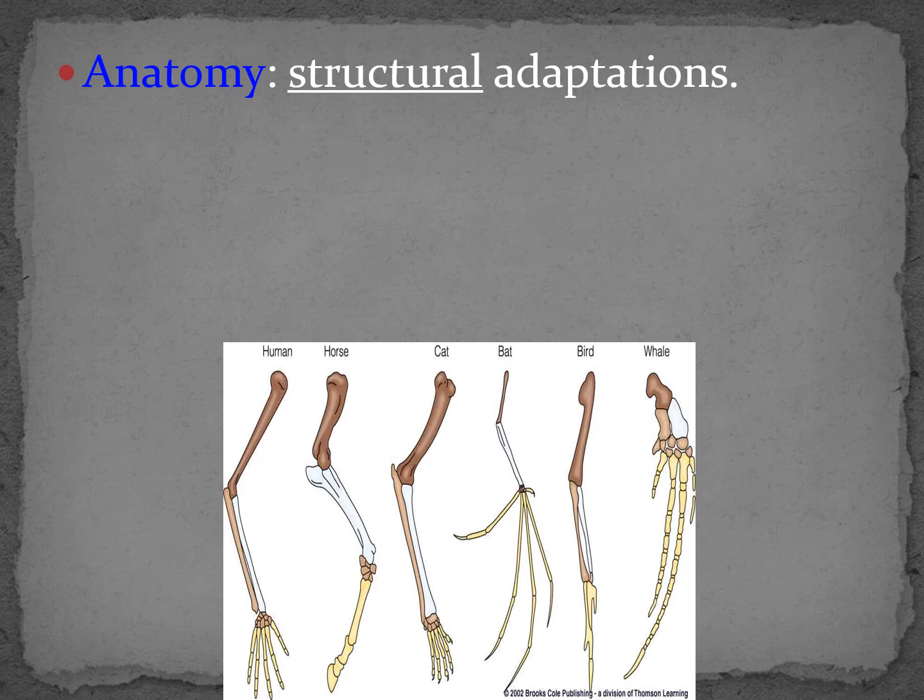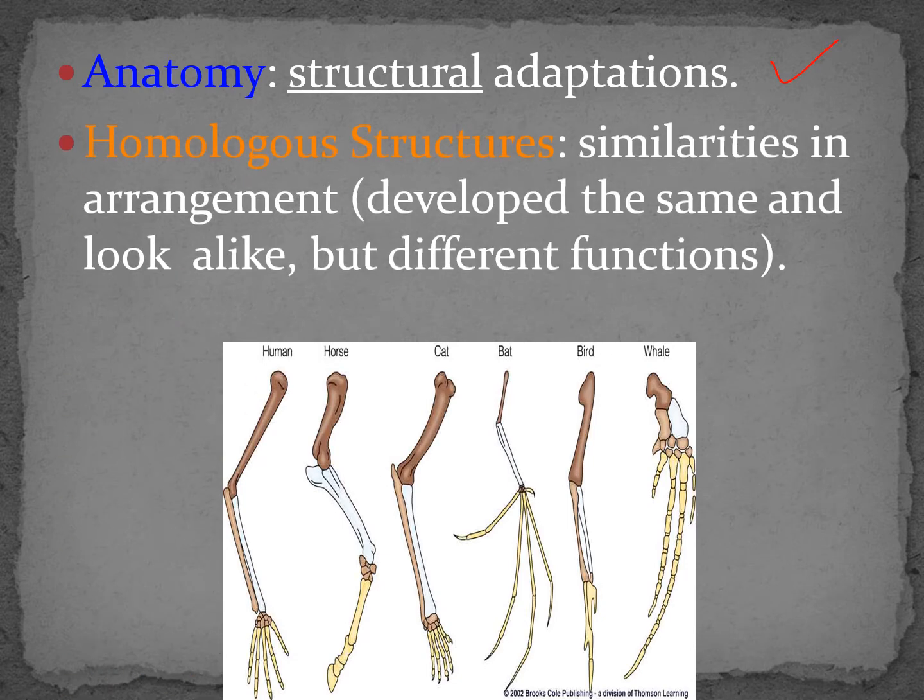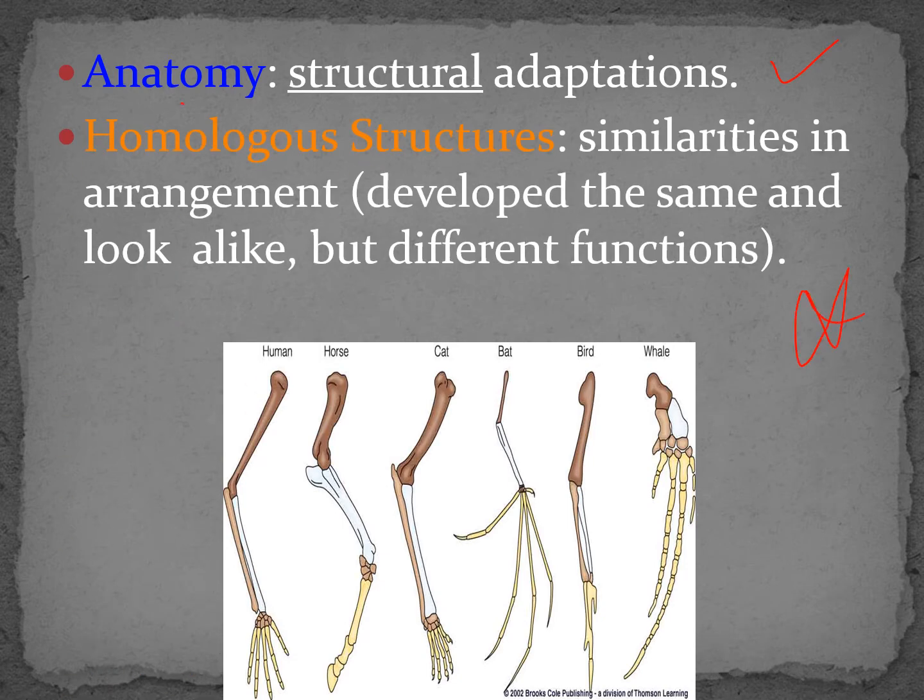So now we have to look at the anatomy. This anatomy is the structural adaptations. You have to understand these terms. These are very important. So the first one is homologous. So homologous means what? Same, right? So this is that the similarities and arrangements. So they develop the same, so they look alike, but they do different functions.